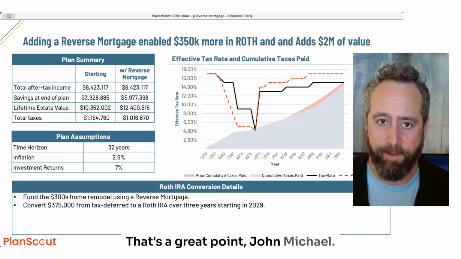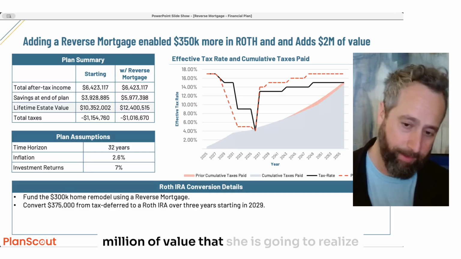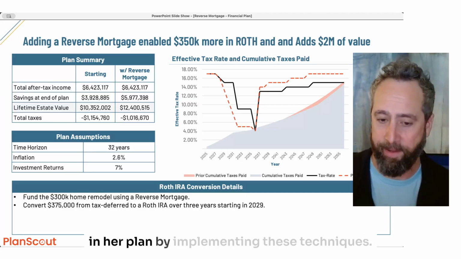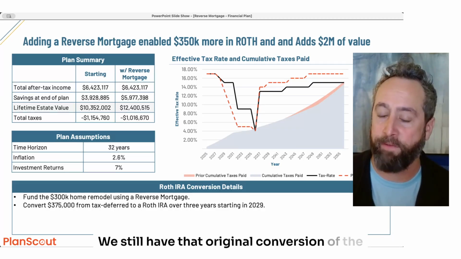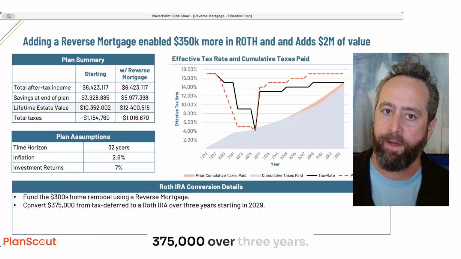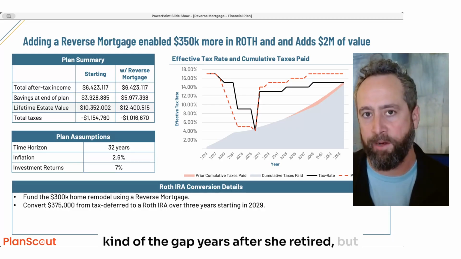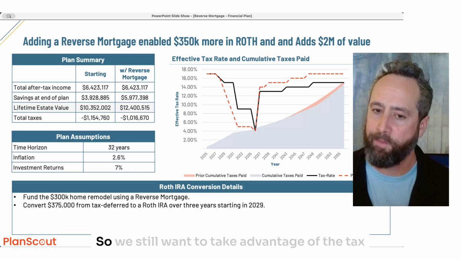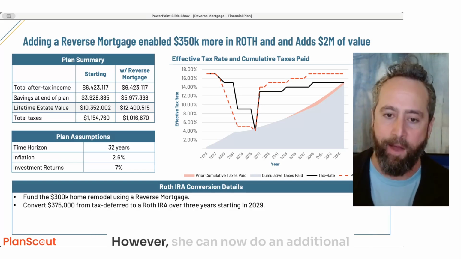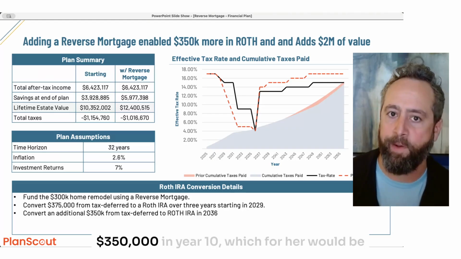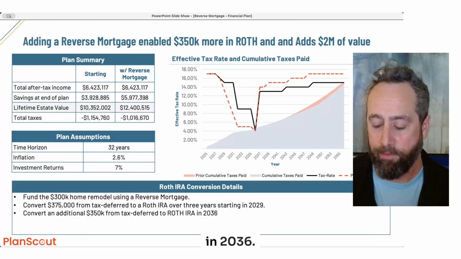It's a great point, Jon-Michael, and that contributes to this additional $2 million of value that she is going to realize in her plan by implementing these techniques. We still have that original conversion of the $375,000 over 3 years. Again, those were in those years that were kind of the gap years after she retired, but before she took Social Security. So we still want to take advantage of the tax bracket capacity that she has in those years. However, she can now do an additional $350,000 conversion, which for her would be in 2036.